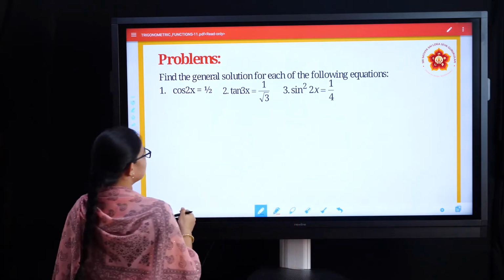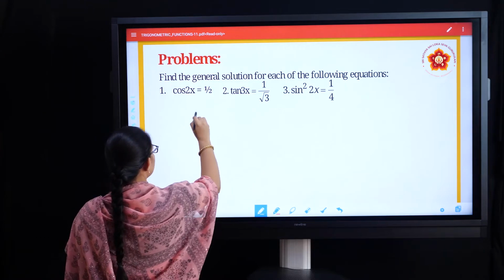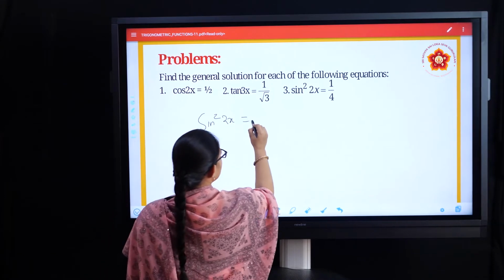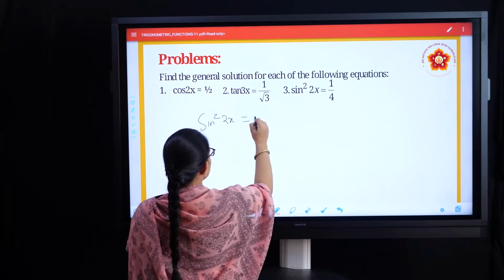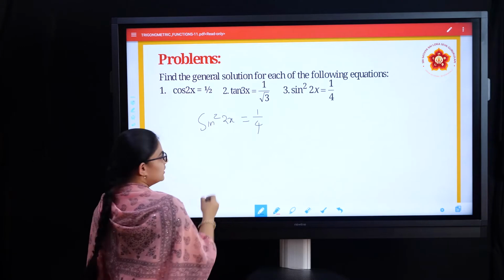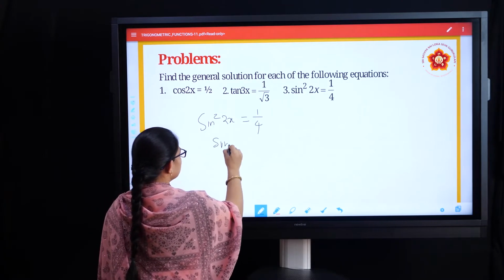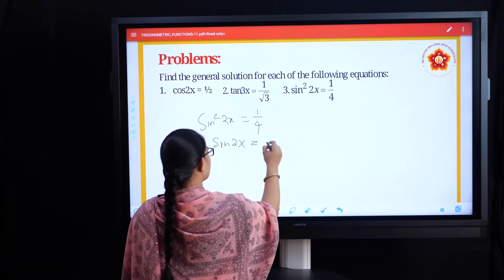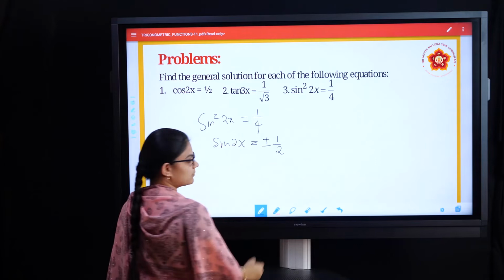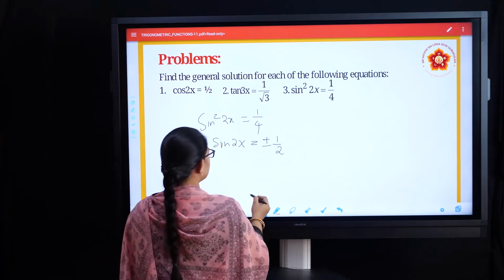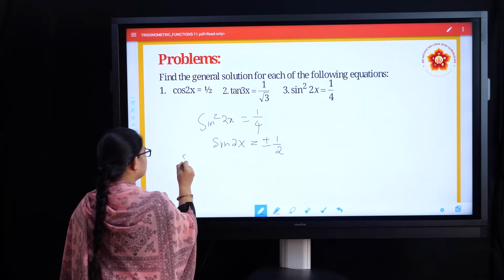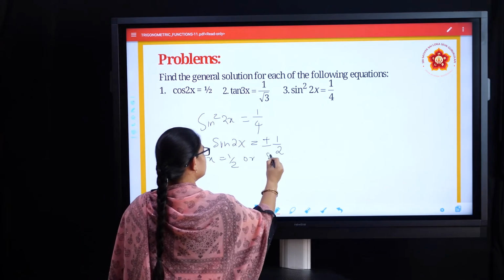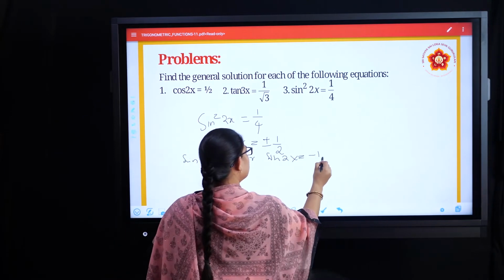Let us move on to the next problem. We have sin square 2x is equal to 1 by 4. Then what is sin 2x? Which is nothing but square root of 1 by 4, that is plus or minus 1 by 2. So we have here two equations now, that is sin 2x is equal to half or sin 2x is equal to minus half.